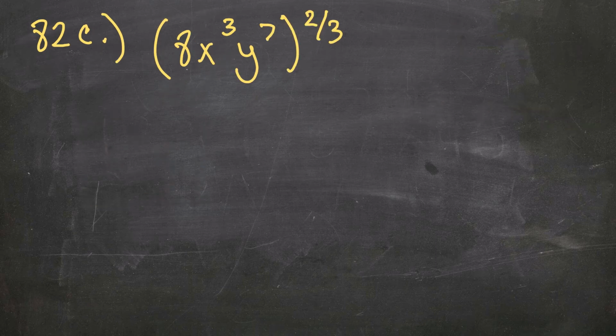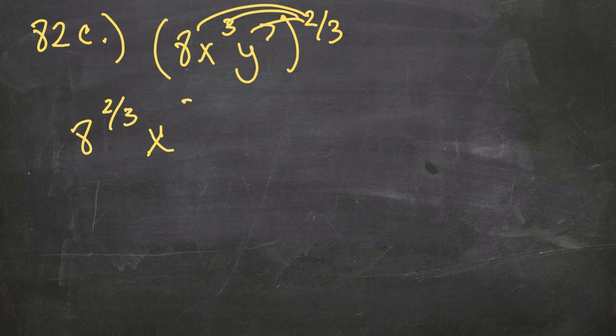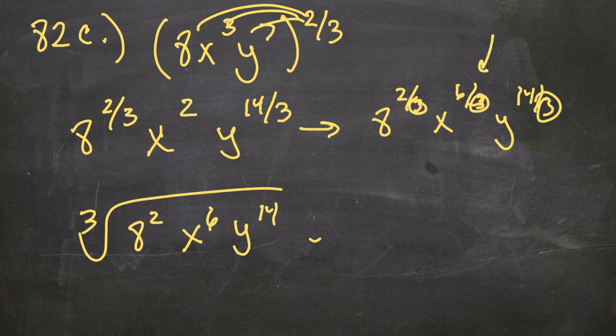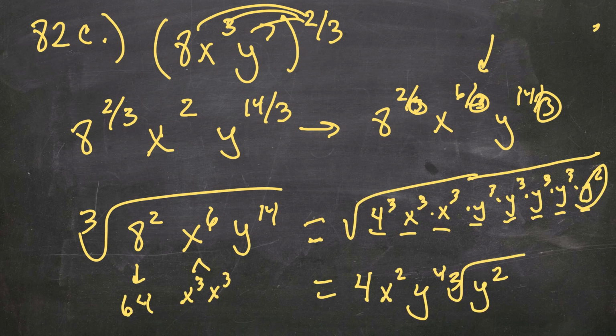That's it. Alright, 84, I'm going to take 2/3 to everything. So I'm going to make this 8 to the 2/3, x to the 3 times 2/3 is 2, y to the 7th times 2/3 is 14/3. Now I'm going to keep this x as 6/3 and not 2, because then they all have little 3's. Since they all have little 3's, I can make it one cube root. Then I'm going to rewrite everything to make it a perfect cube. Everything canceled.